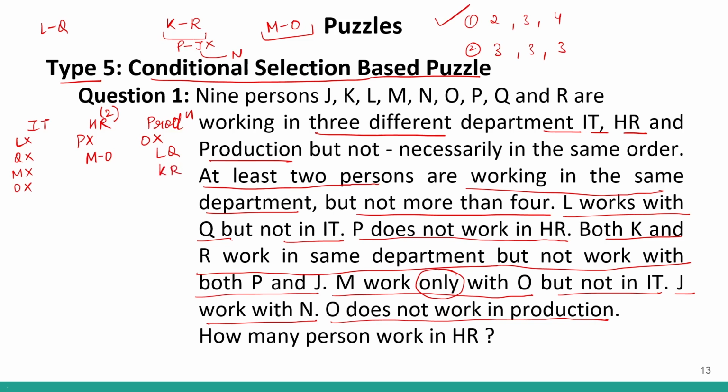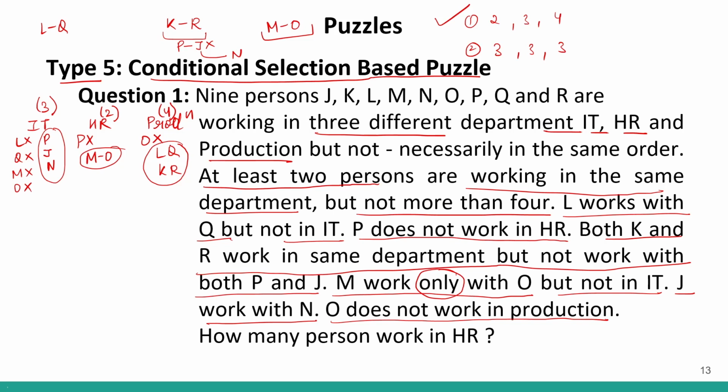Correct? Now the remaining are P, J and N. So P, J, N can come in IT. So in IT we will have 3 people, and in production we will have 4 people. Okay? So this will be my final arrangement. In IT we have P, J, N, in HR we have M, O, and in production we have L, Q, K and R.